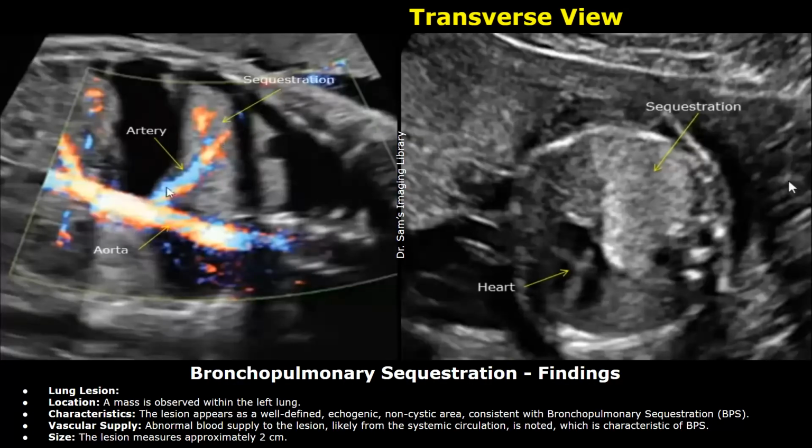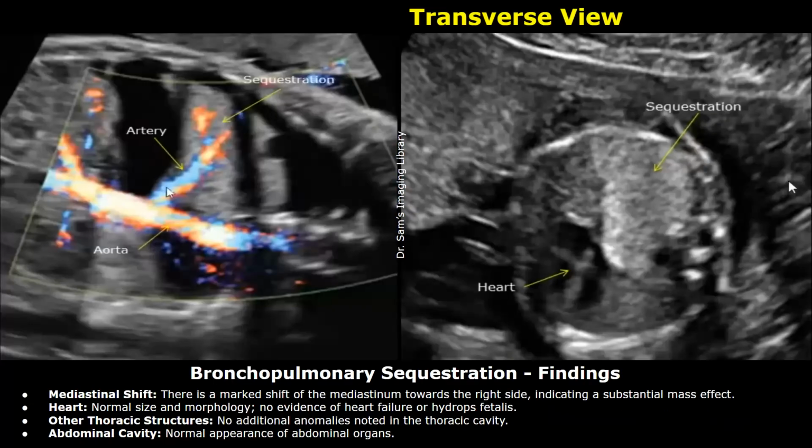The lesion measures approximately 2 centimeters. Mediastinal shift: there is a marked shift of the mediastinum towards the right side, indicating a substantial mass effect. The heart is normal in size and morphology. No additional anomalies were found. The abdominal cavity was also normal.